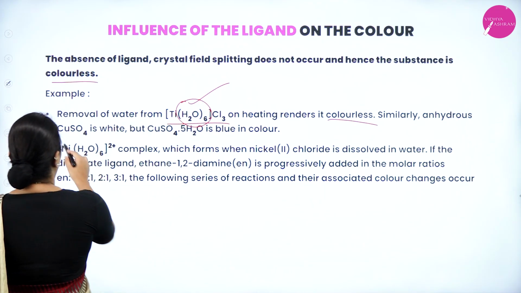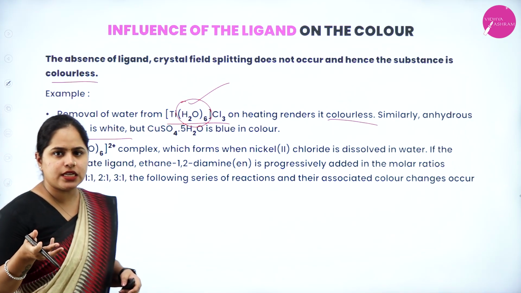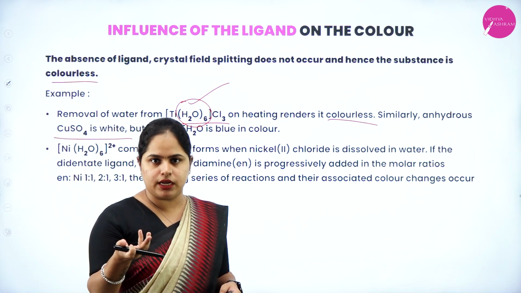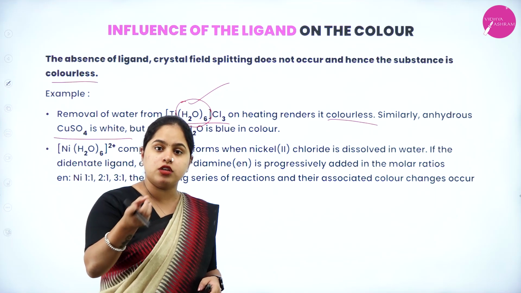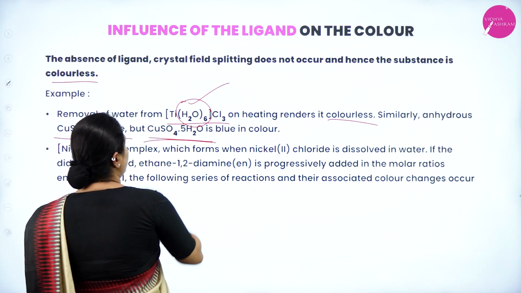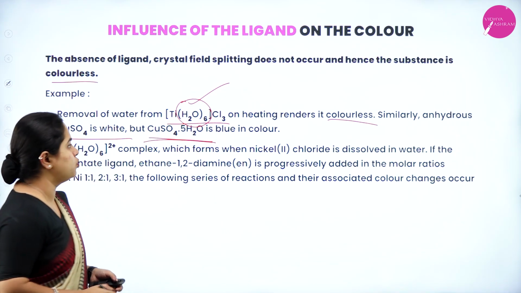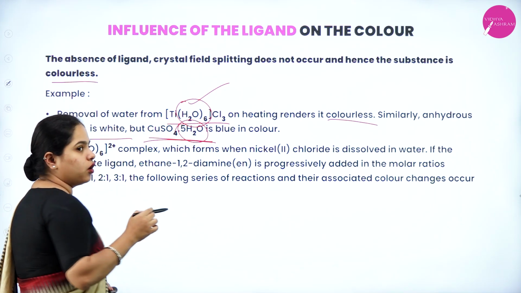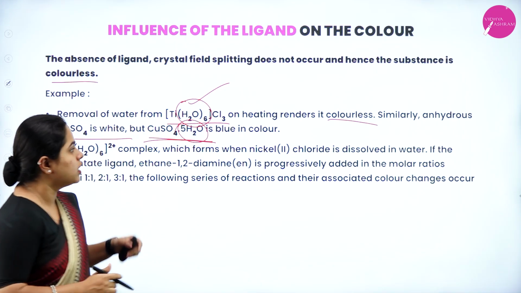Similarly, anhydrous copper sulfate is white. The copper sulfate crystal you generally see is blue in color, right? Now why is this blue? Because of the presence of the 5H2O. CuSO4·5H2O. This is very important, because of the presence of this water only, it is blue in color.